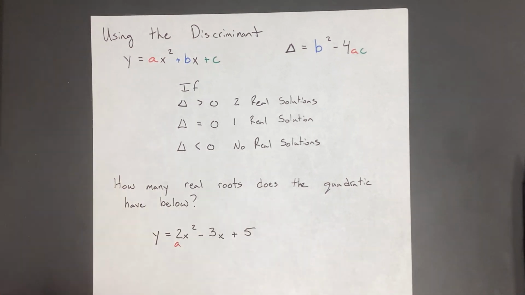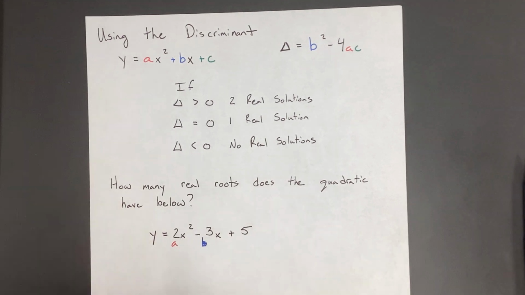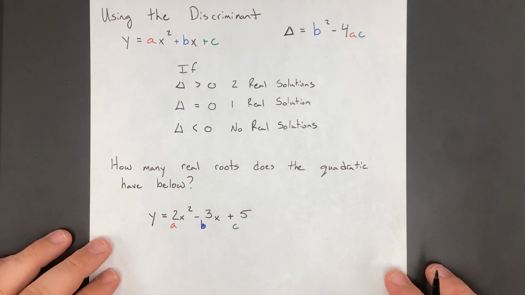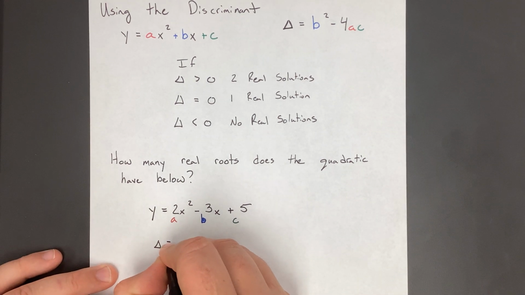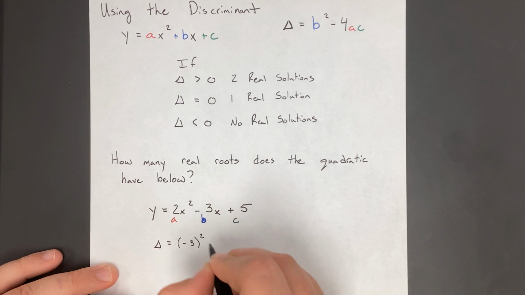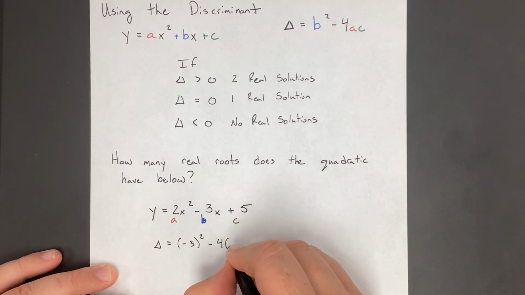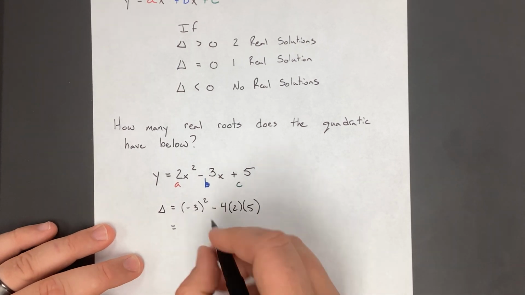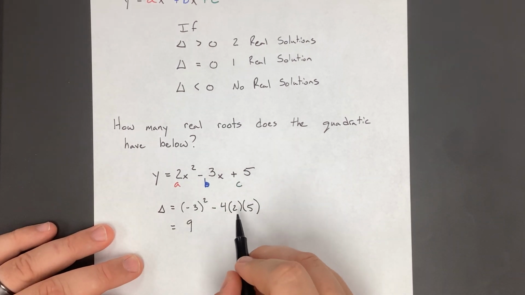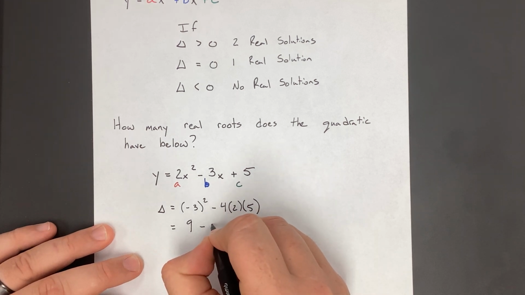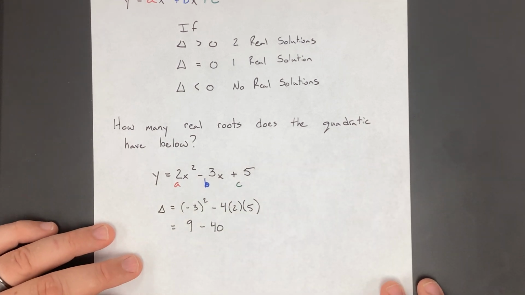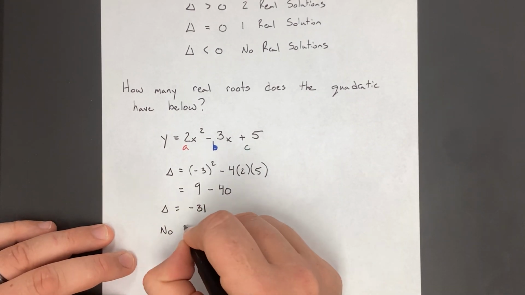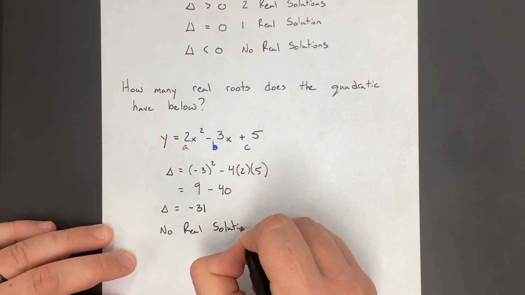So 2 is going to be our a, negative 3 is going to be our b, and 5 is going to be our c. And so we're going to take those values and plug them into our discriminant that we have above here. So our discriminant is going to be equal to negative 3 squared minus 4 times our a, which is 2, times our c, which is 5. So we would know that negative 3 squared is 9. Negative 4 times 2 times 5 is going to end up being minus 40. And so our discriminant is equal to negative 31. So therefore, we would have no real solutions.